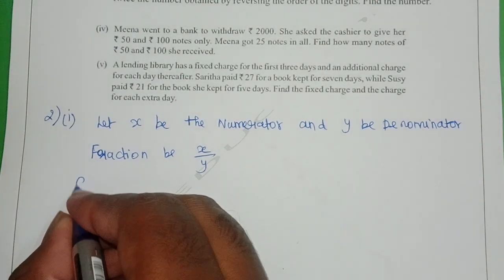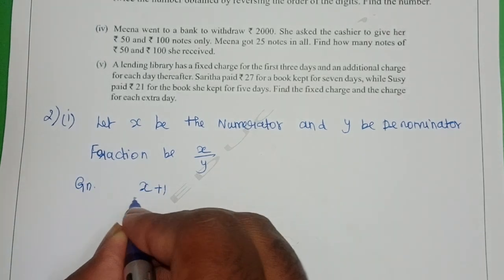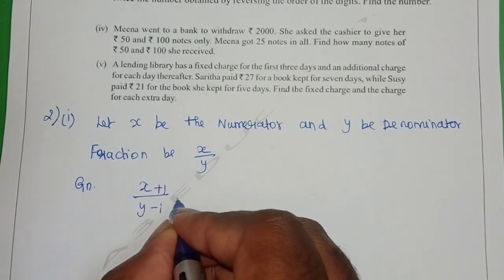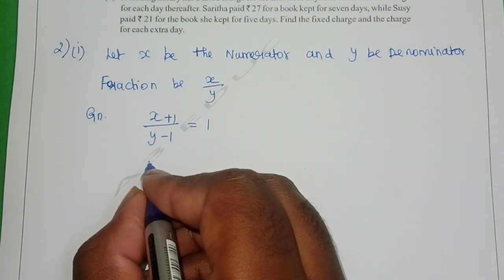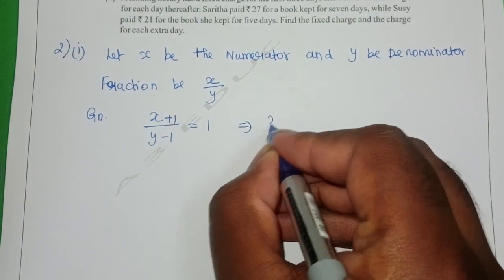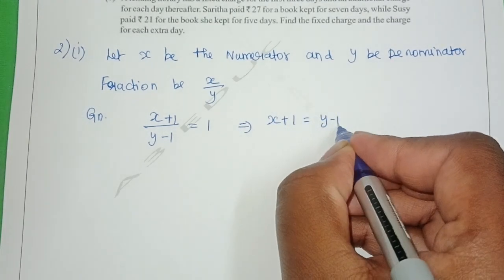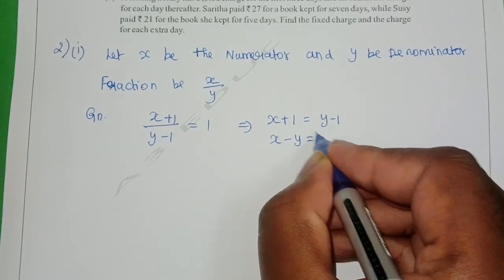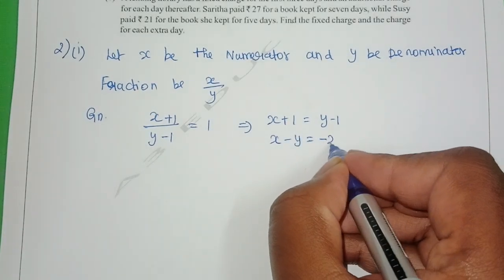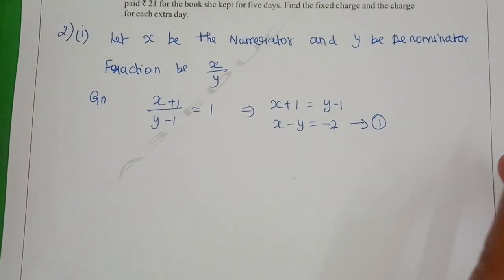The first condition given: if we add 1 to the numerator and subtract 1 from the denominator, it reduces to 1. This is the equation that they gave. Therefore, it becomes x plus 1 equal to 1 into y minus 1. Therefore, x minus y equal to minus 1 minus 1, minus 2. This is the first equation we have got from the question.